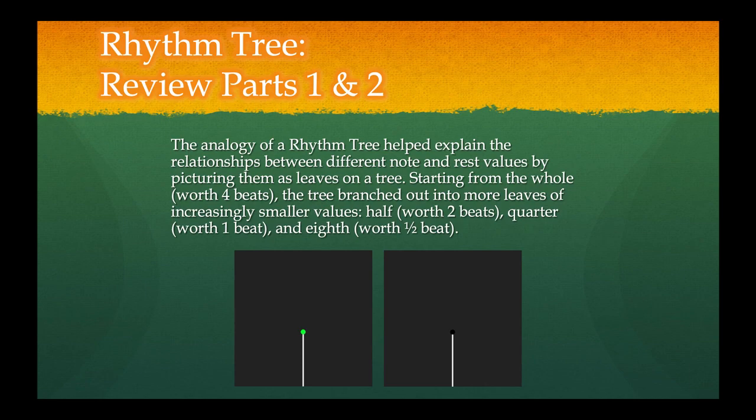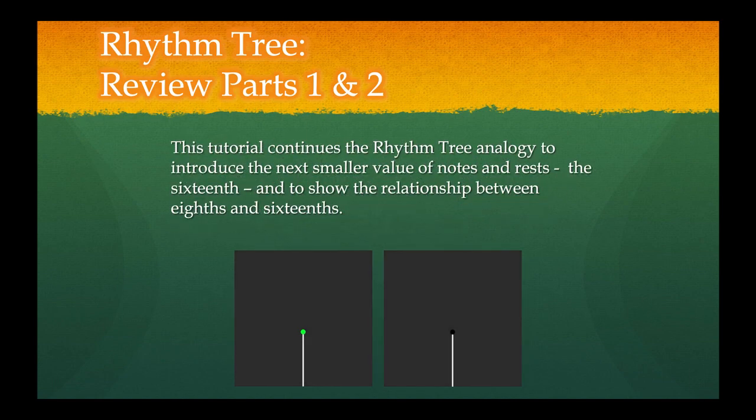The analogy of a rhythm tree helped explain the relationships between different note and rest values by picturing them as leaves on a tree. Starting from the whole, worth 4 beats, the tree branched out into more leaves of increasingly smaller values: half, worth 2 beats, quarter, worth 1 beat, and eighth, worth only a half a beat. This tutorial continues the rhythm tree analogy to introduce the next smaller value of notes and rests, the 16th, and to show the relationship between eighths and 16ths.